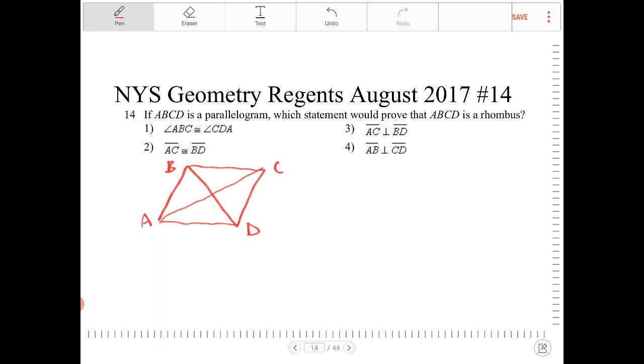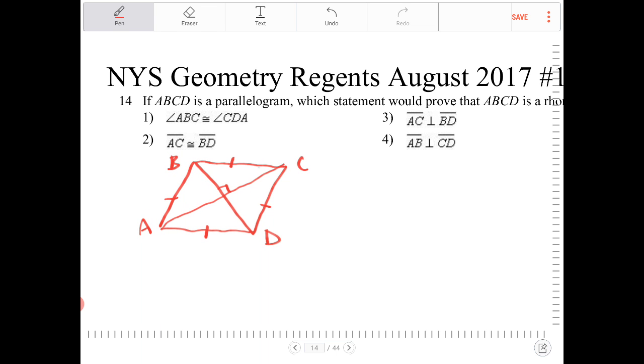Another feature that turns a parallelogram into a rhombus is if all the sides are congruent. So not only are opposite sides congruent, but all the sides are congruent. And then the last feature is the diagonals actually bisect all the various angles.